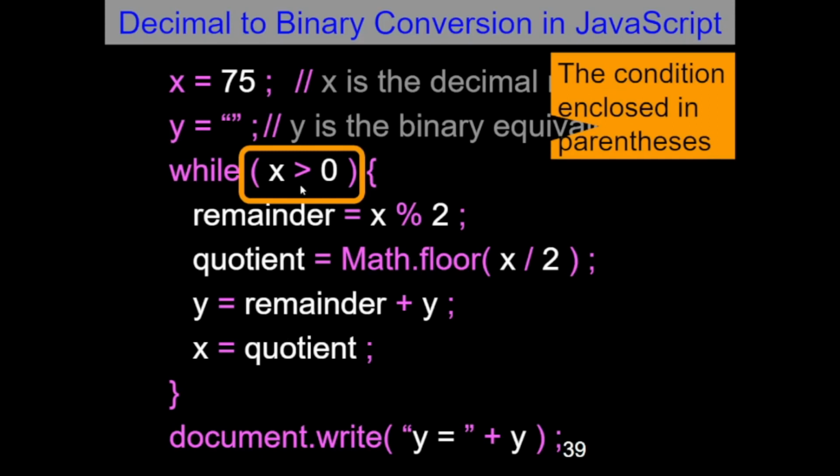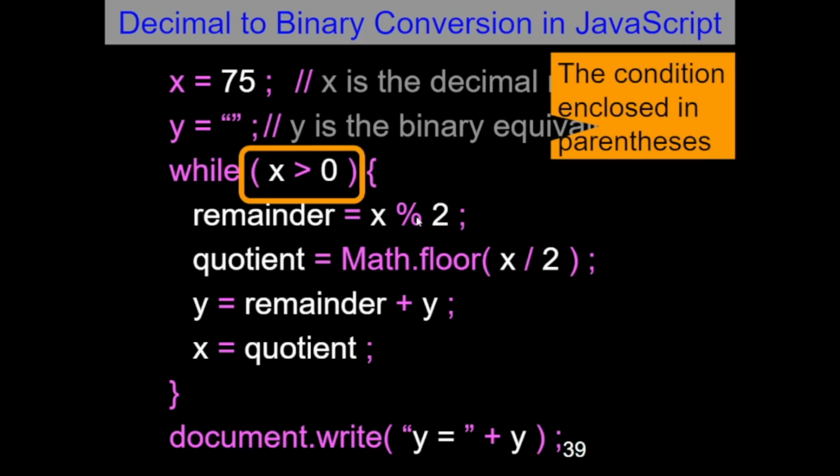So for the first time, x is 75. The compiler will check whether x is greater than 0. Yes, 75 is greater than 0, and that is true. So we go on to evaluate the first statement inside the curly braces, which is remainder equals x modulo 2. It will give me the remainder of 75 when we divide it by 2, which is 37 with a remainder of 1. The remainder will be x modulo 2.